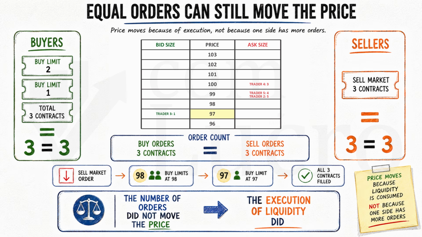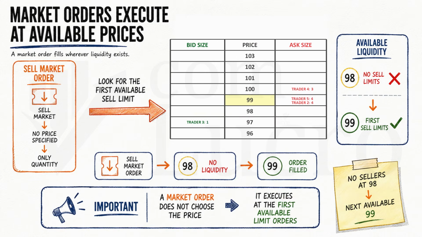The price at which the market order is filled depends only on the availability of limit orders. So where are the first available sell limits? They are at 99. An aggressive buyer now enters, wanting to buy 1 contract using a market order. The actual price is 97. There are no sell limits at 98, and the first available sell limits are at 99.